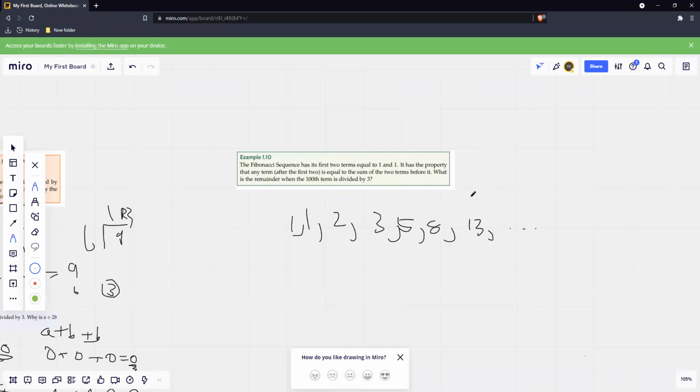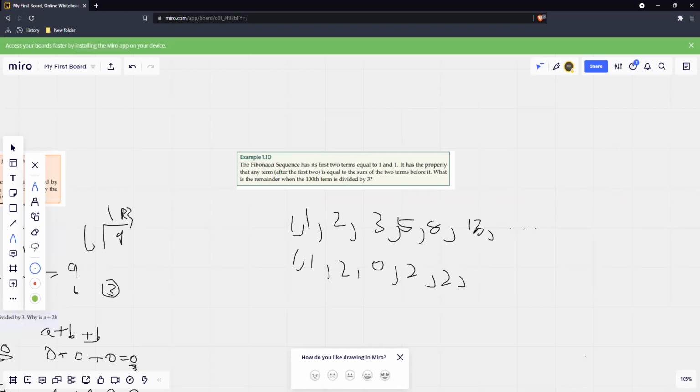Okay, that doesn't matter. What is the remainder when the 100th term is divided by 3? Once again, let's substitute everything with its remainders. When divided by 3, we get 1, 1, 2. The remainder here is 0. The remainder here is 2. The remainder here is 2.